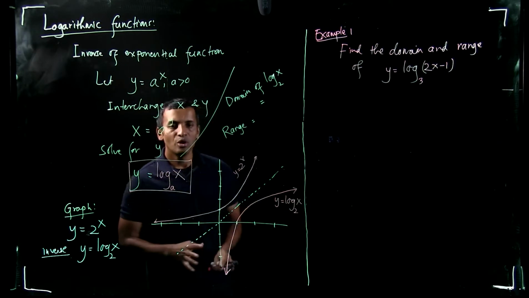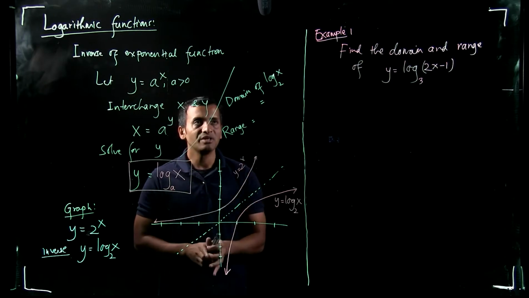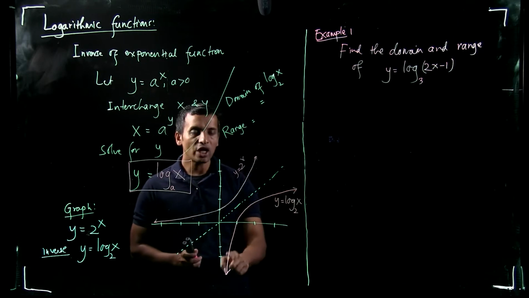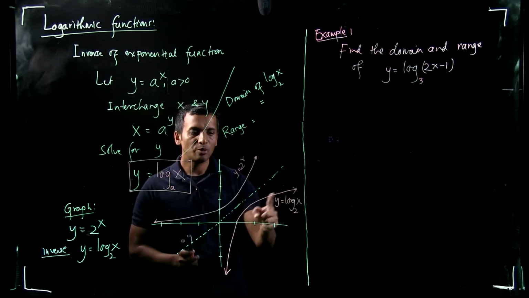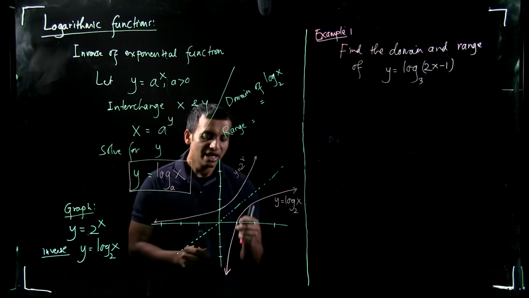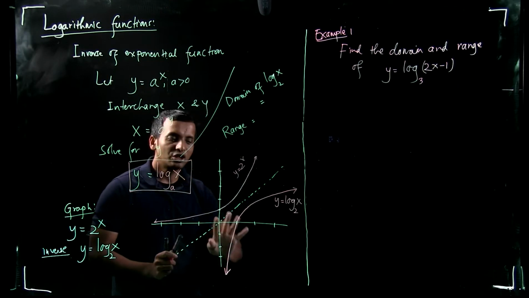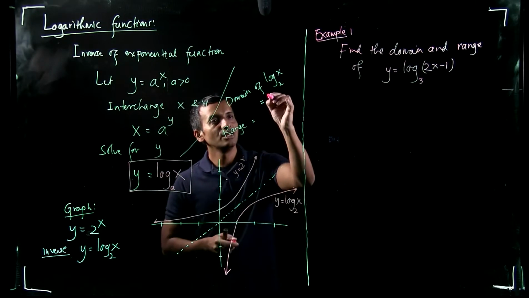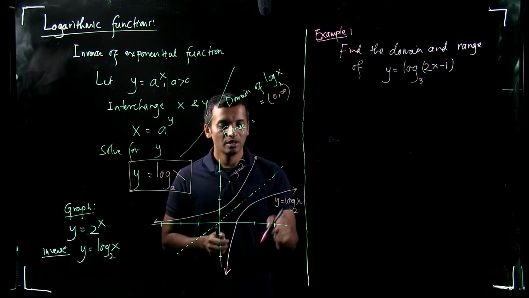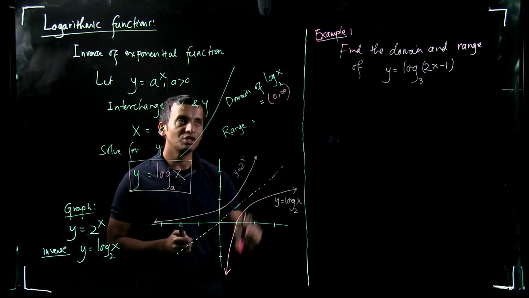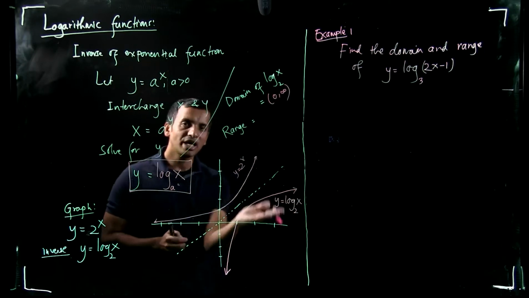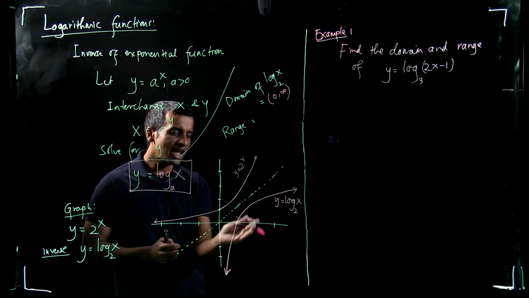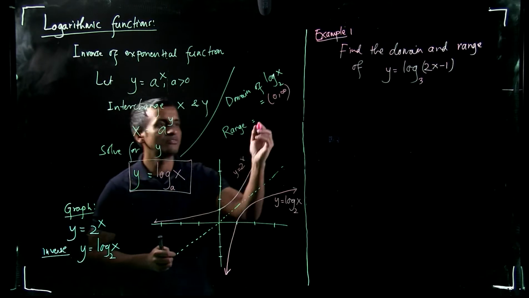Okay, so let me ask you this. What is the domain of log x with base 2? The domain is all the values of x, right? The graph never crosses the y-axis, so the domain is anything to the right of 0. So the domain is 0 to infinity. For y equals log x with base 2, the domain is 0 to infinity. Can you tell me the range? What are the y values here for y equals log x? The y values go from negative infinity to infinity.